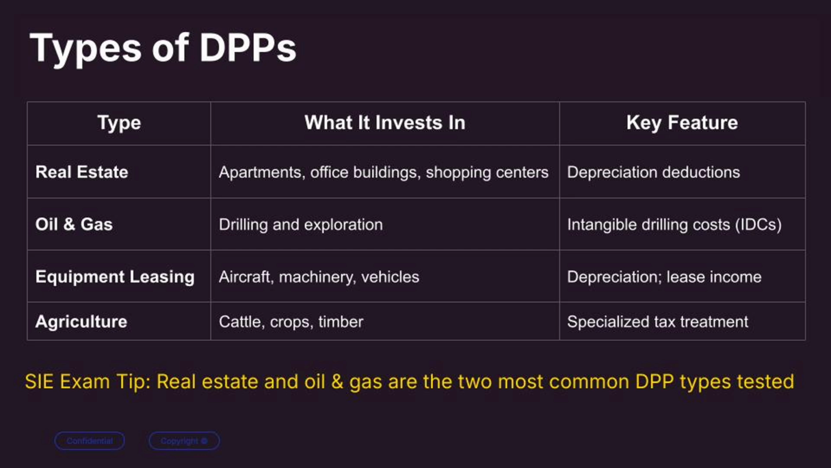Equipment leasing DPPs hold things like aircraft and machinery, and they generate income from leases plus depreciation. And agriculture DPPs invest in cattle, crops, or timber. These have specialized tax treatment, but show up less often on the test. If you remember just two, real estate and oil and gas, you will be in good shape.